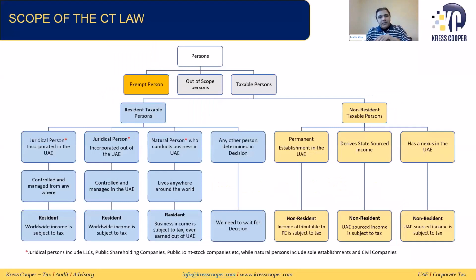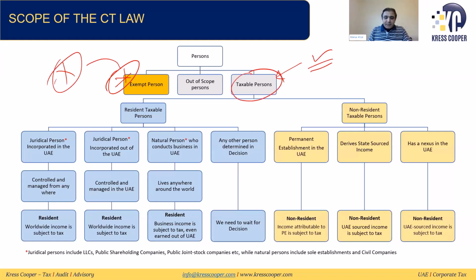Before going to the discussion of exempt income, we need to understand that we have classified persons into three different categories: exempt persons, out of the scope persons, and taxable persons. This wording is very important here. We are not asking about exempt income, we are asking about exempt persons, meaning the person itself is exempt. Then there is the taxable person. These persons are exempt. These persons are taxable. The taxable person will have some taxable income, and they will have exempt income as well. So we should not mix the exempt person with the exempt income.